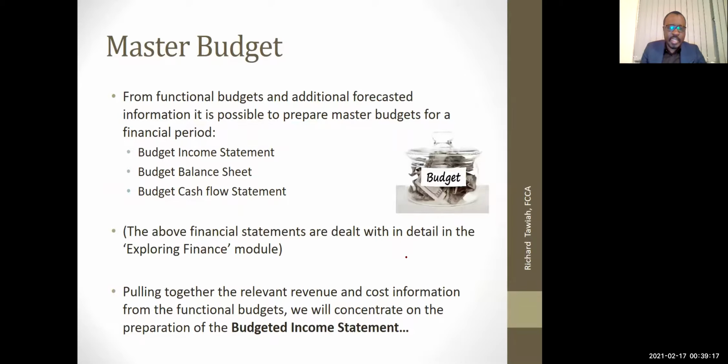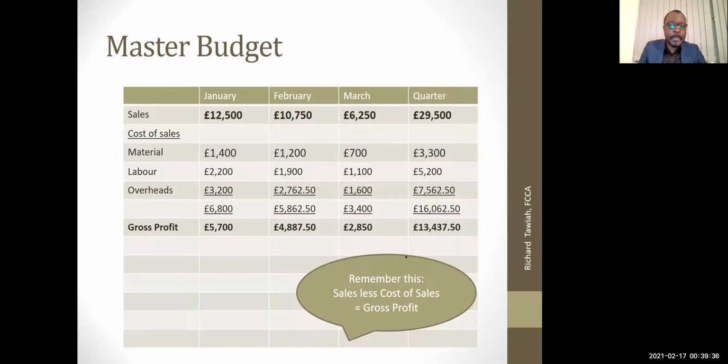Okay, so we are going to plug all these figures we had from the above into the master budget. And if you are taking the exploring finance, you get an in-depth understanding of this, because we take a deep dive into this particular budgeting statements. All right. So in the first scenario, we had sales. We picked them just from the sales budget: 12,500, 10,750, 6,250, and total is 29,500.